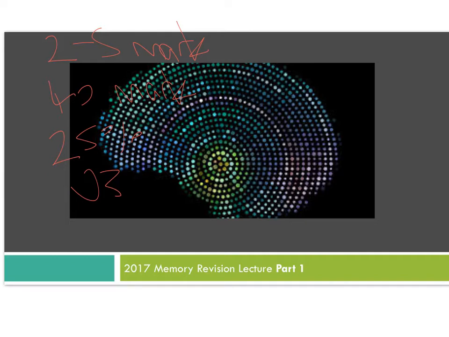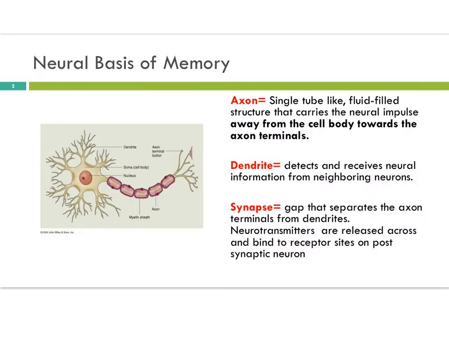Now, as you can see, this is divided into 3 sections. Because we've kind of been all over the place with the memory content, I thought that I would be a little bit more detailed in this series. So let's get started. Okay, just a bit of background stuff on the neuron.